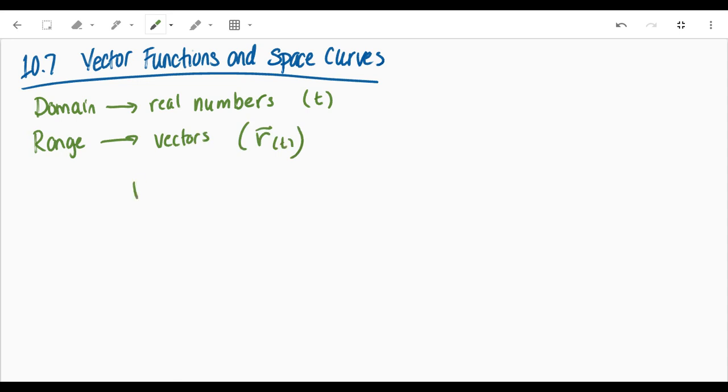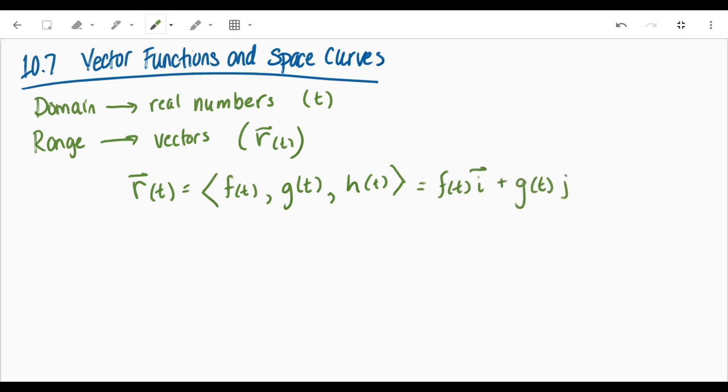Your r of t is actually a vector that is a function of t for the x component, a different function of t for the y component, and a different, or the same, I guess it could be, but that'd be like a coincidence, function of t for the z component. Or we can write that in linear combination form. Okay, your input is t and your output is a vector.